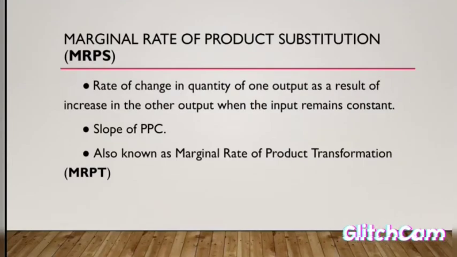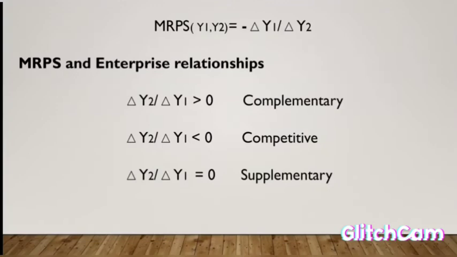Marginal rate of product substitution, MRPS. It is the rate of change in quantity of one output as a result of increase in the other output when the input remains constant. It is represented as the slope of the production possibility curve. It is also known as marginal rate of product transformation, MRPT. MRPS is equal to minus delta Y1 by delta Y2.